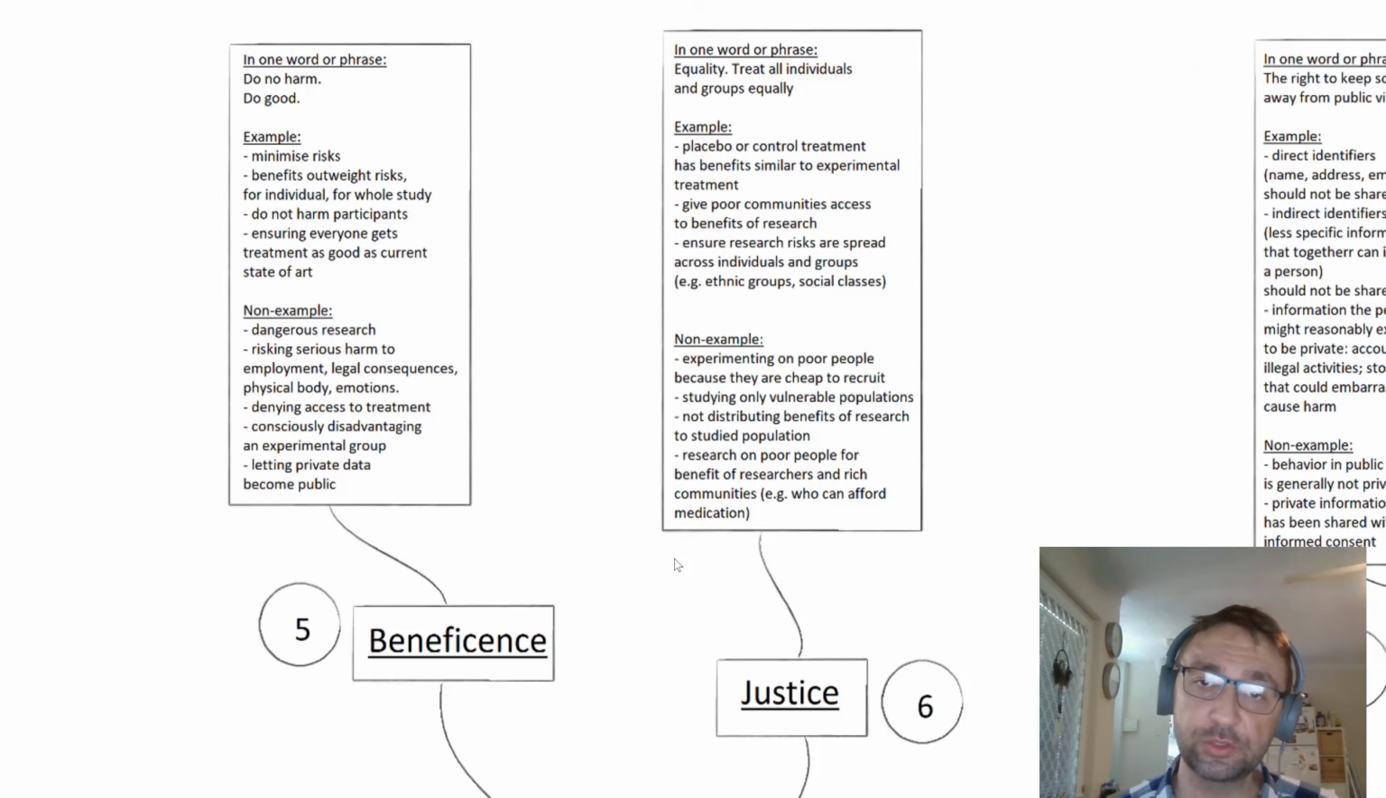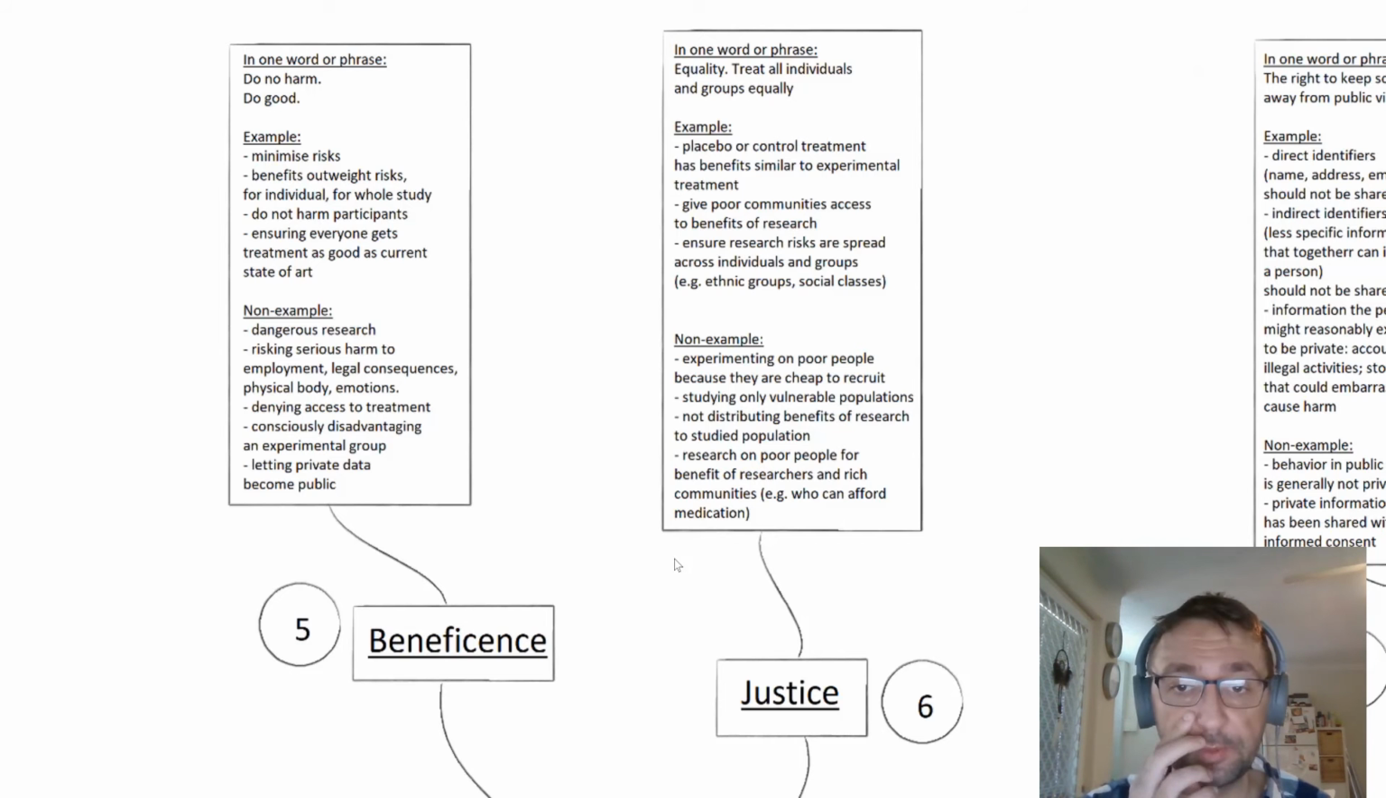And lastly, you should ensure that the risks are spread across individuals. So for example, if you're doing research that is risky, it's a key thing that you don't only do research on poor people because they're super cheap to research on, right? Because often you can get poor people, or vulnerable communities, to do research for relatively little payment. And that is exploiting them, and it goes against the principle of justice.